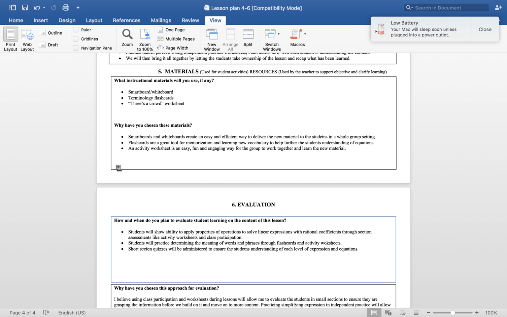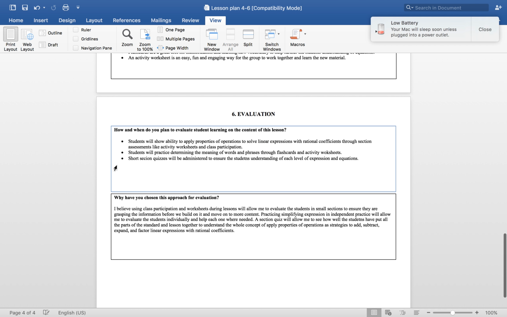I've chosen these materials, smartboard and whiteboards. They create an easy and efficient way to deliver the new material to students in a whole group setting, and everybody can see. Flashcards are a great tool for memorization and learning new vocabulary, and to help further the students' understanding of the equations. And an activity worksheet is an easy, fun, engaging way for the group to work together and to learn the new material.